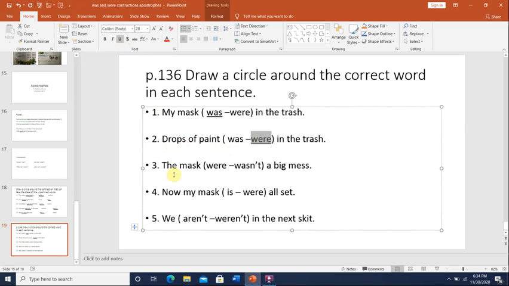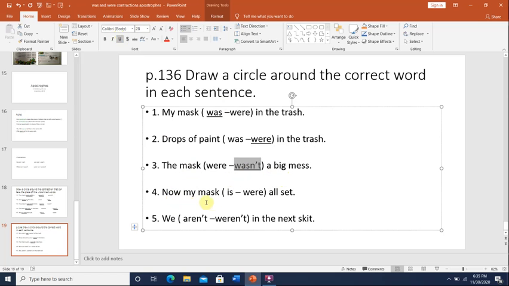Okay, number 3. The mask, again, were or wasn't a big mess. Here, the sentence is about the mask. Is it about one mask or more? It's about only one mask. So do we choose was or wasn't? Were or wasn't? I'm sorry. Wasn't. Okay, the mask wasn't, or was not, a big mess. We will choose wasn't because it's only about one mask.